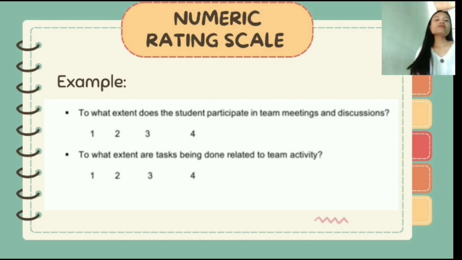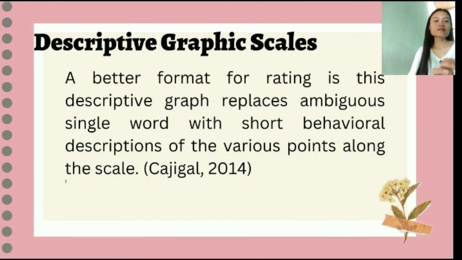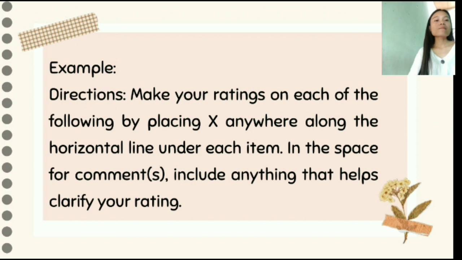And another type of rating scale, based on the book of Kubiszyn, is the descriptive graphic scale. This is a better format for rating. A descriptive graphic scale replaces ambiguous single words with short behavioral descriptions of the various points along the scale. For an example of this, try to imagine these directions.